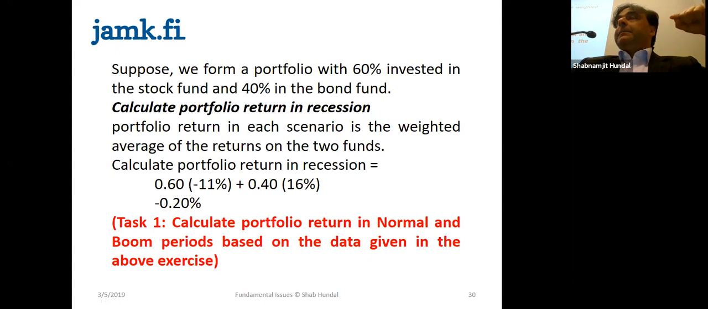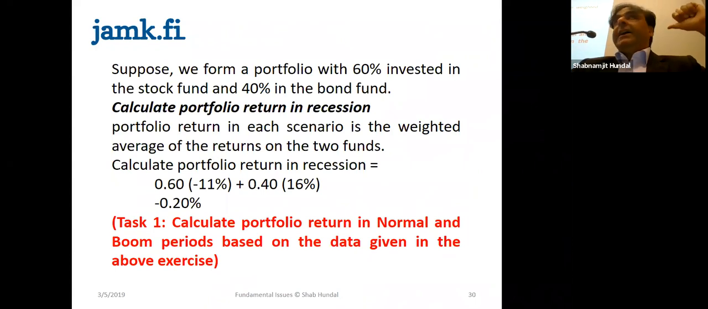The implication is that if there is a recession, the investor would be losing his or her wealth by 0.2%. The interpretation is that if the investor is investing 60-40 in stock and bond, the investor would be losing minus 2% of his or her wealth.